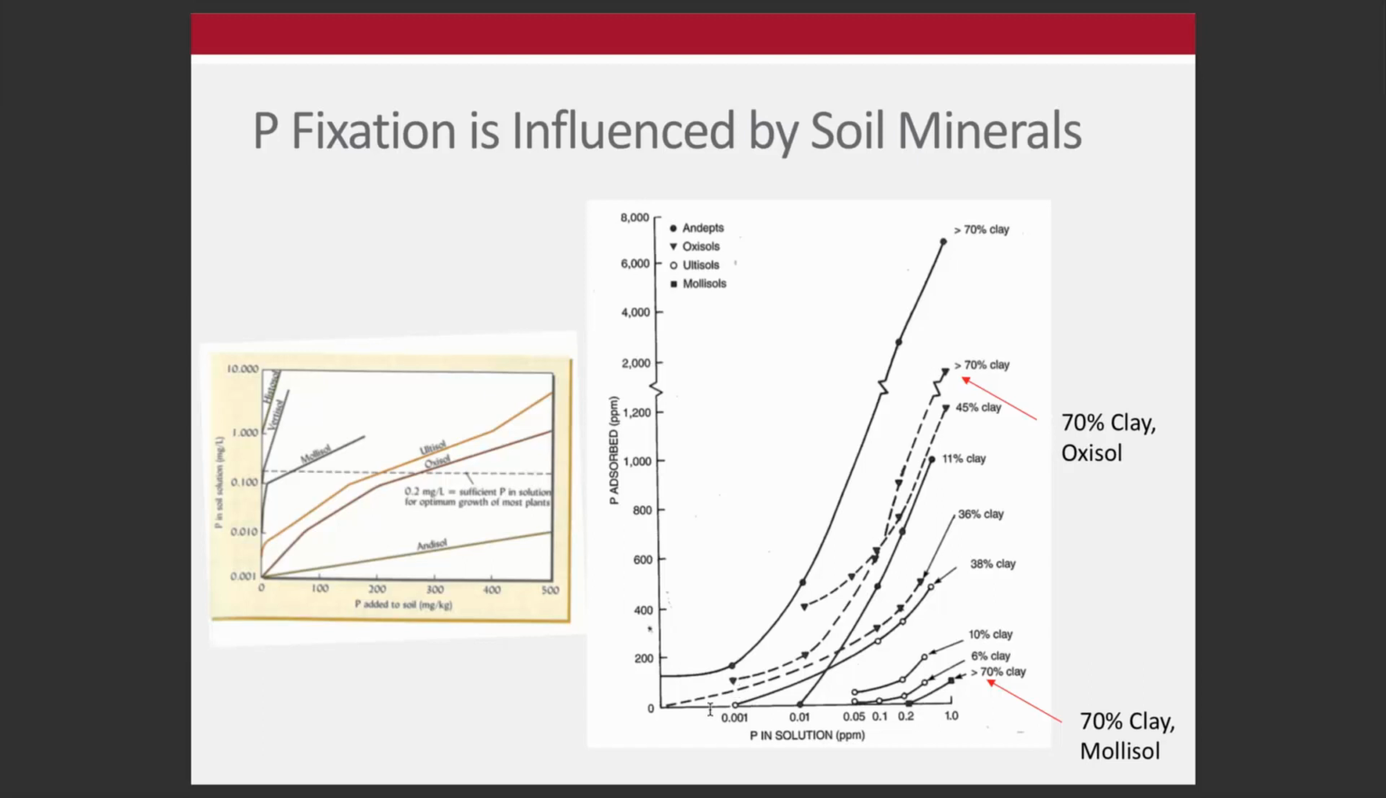And a similar thing, P in soil solution versus P adsorbed. We've got a 70% clay mollisol, so very little adsorption from that mollisol, very little fixation. But when we've got a 70% clay oxisol, there's a lot more adsorption, or P fixation, that occurs. Okay, and then here we've got this inceptisol, which is even higher, for example.